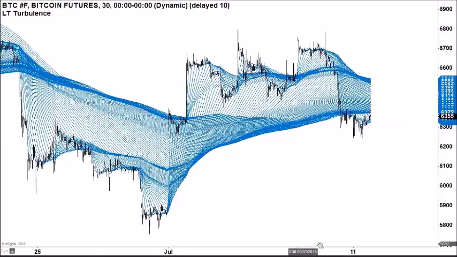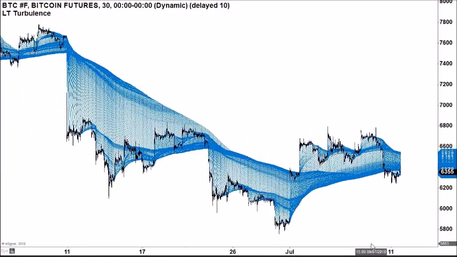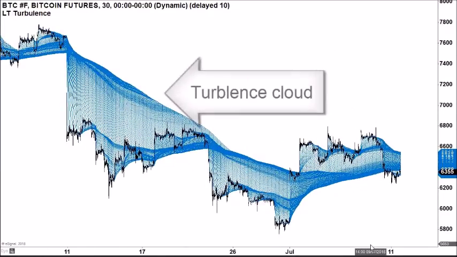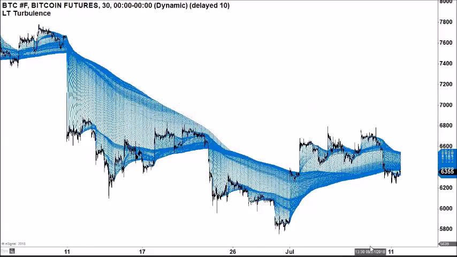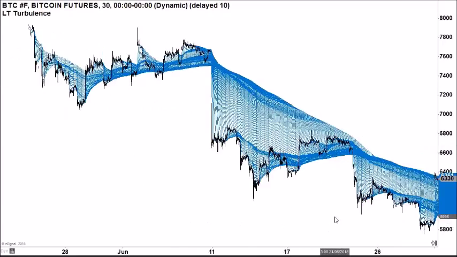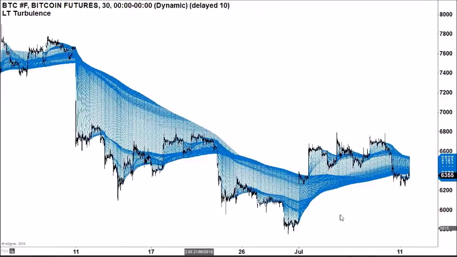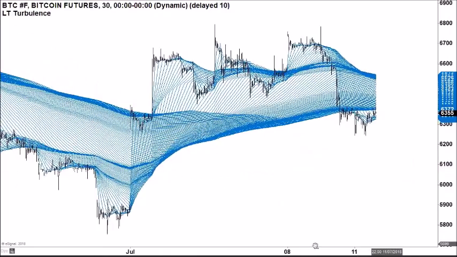And of course, I want to know, is the price above the cloud? The blue area I'm showing you here is what's called the turbulence cloud, not to be confused with the Ichimoku cloud, something completely different. I want to know, is the price below or above the turbulence cloud? If it's below the cloud, price has a higher tendency to move lower. And if price is above the cloud, price has a higher tendency to go higher.